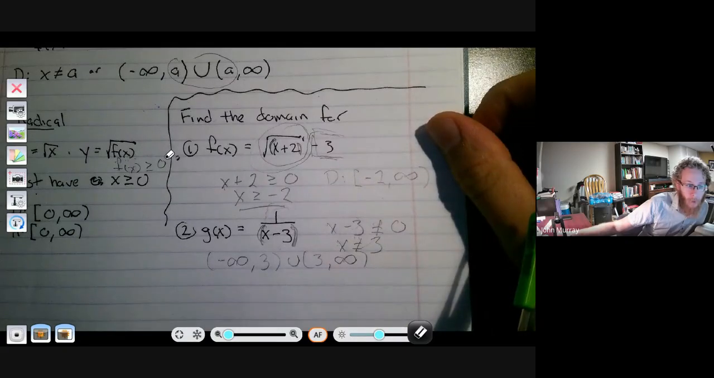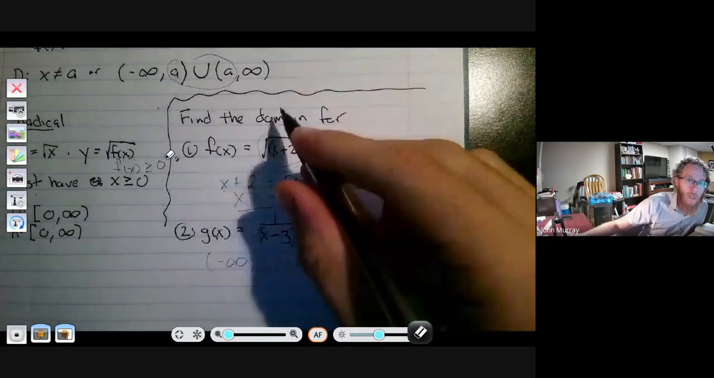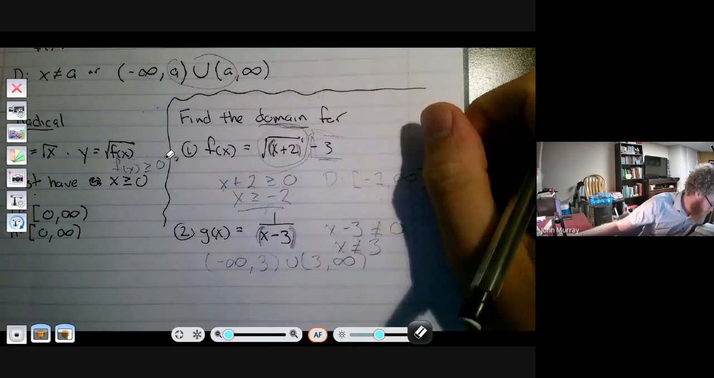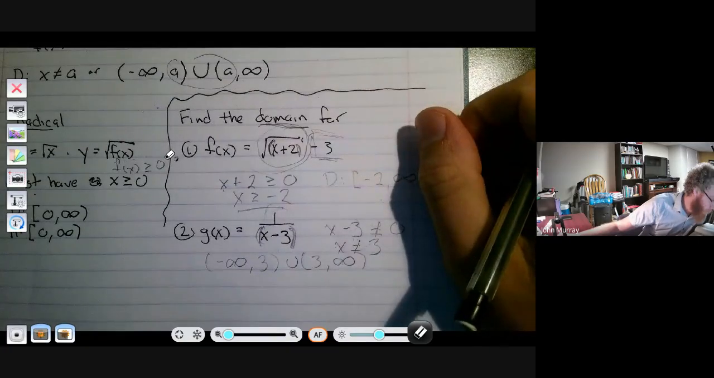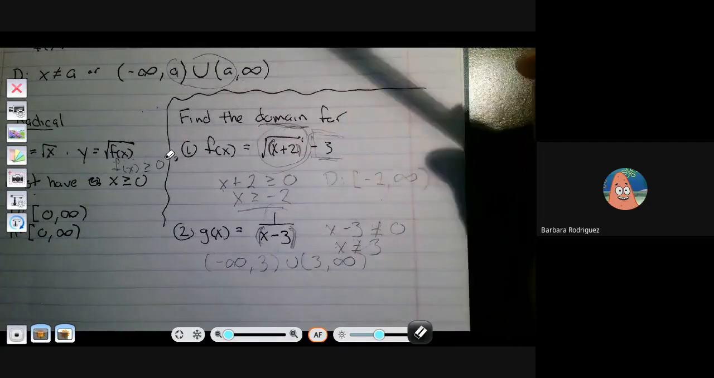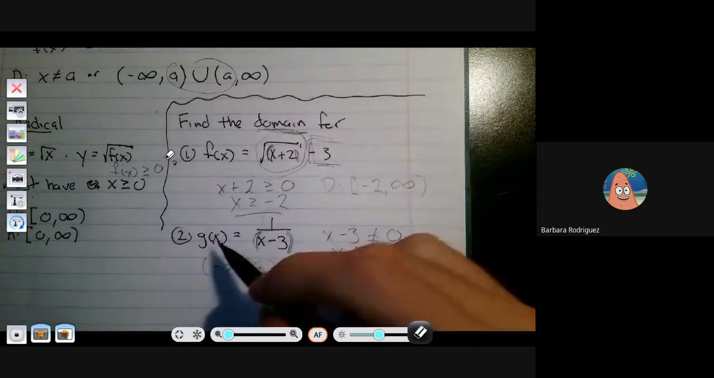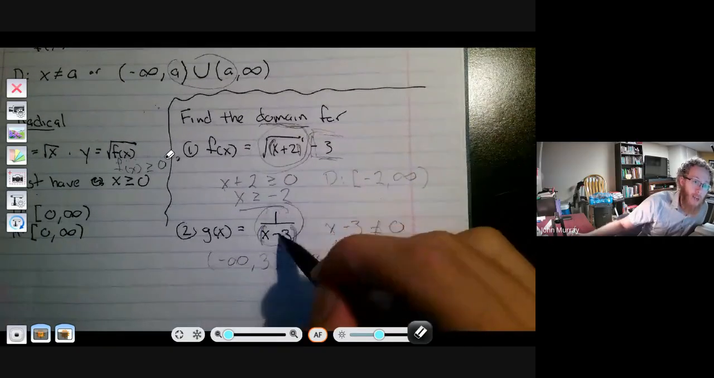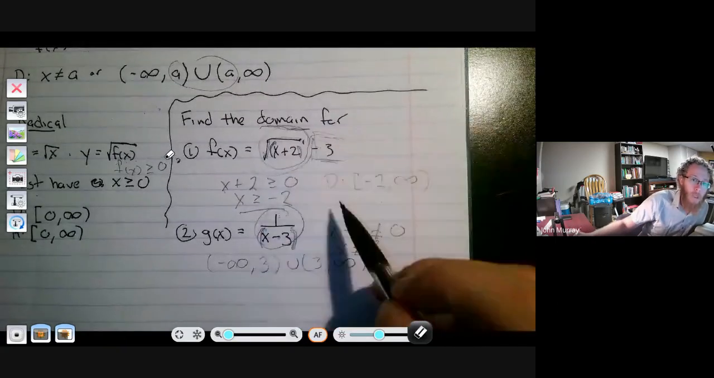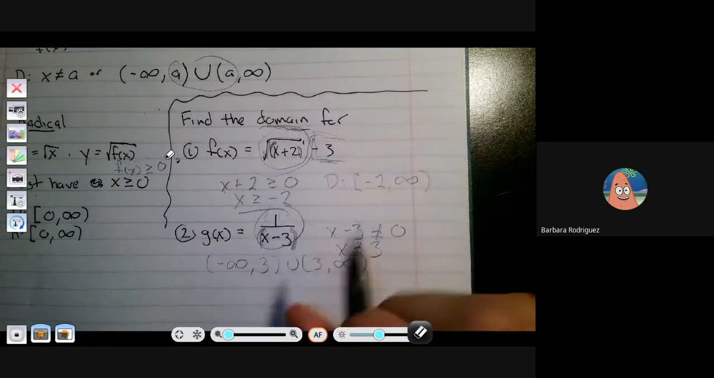Okay. Any questions about function notation and finding the domain? Mr. Murray, when will we know that it's not equal to 0? Yeah, like how do we know the difference? Anytime you have a fraction, you're going to do the not equal. Anytime you have a square root, you're going to do the greater than. Okay, thank you. Okay. All right.